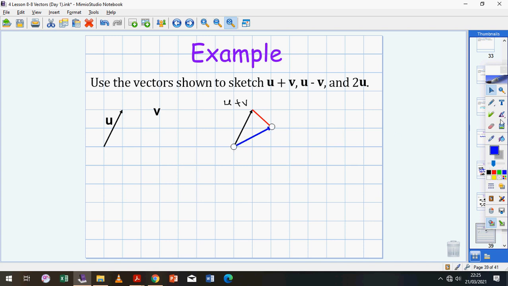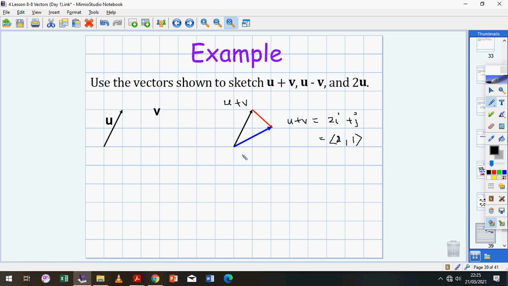And my resultant vector in this case, my vector addition here, has given me that u plus v is the same thing as 2i plus j, or (2, 1). You can write it like that.